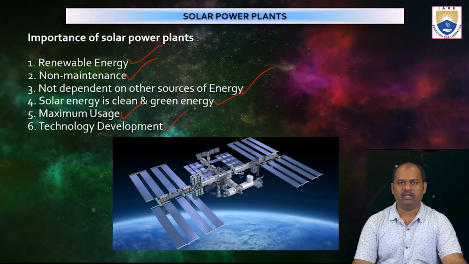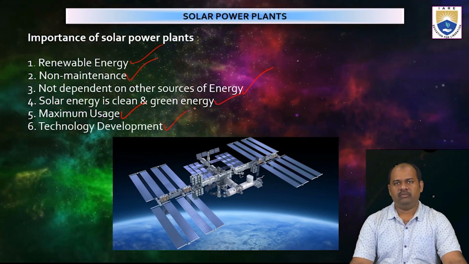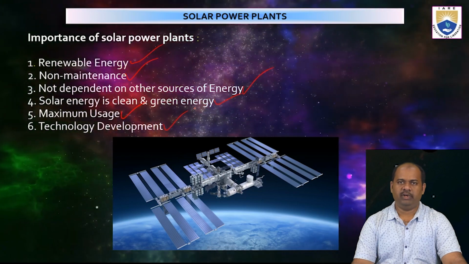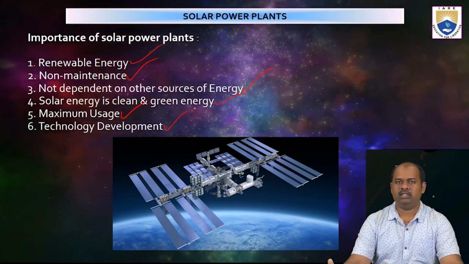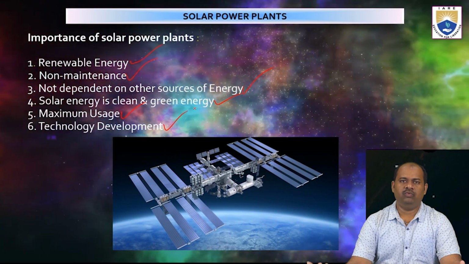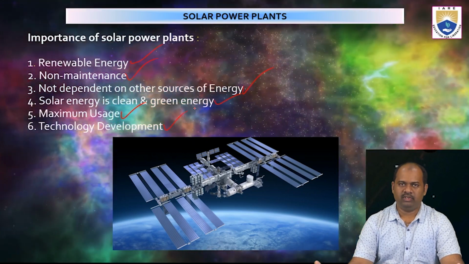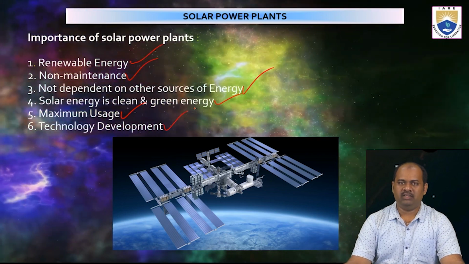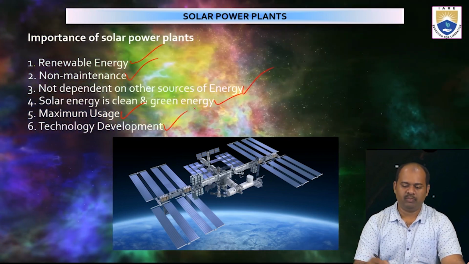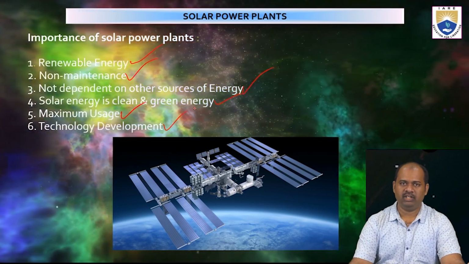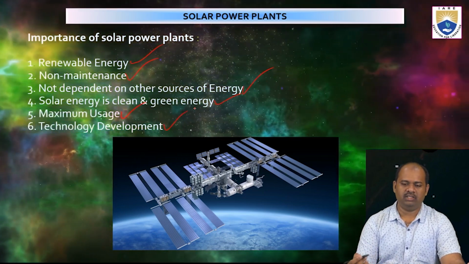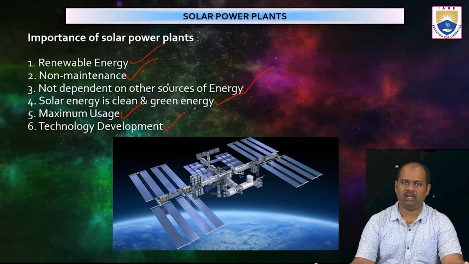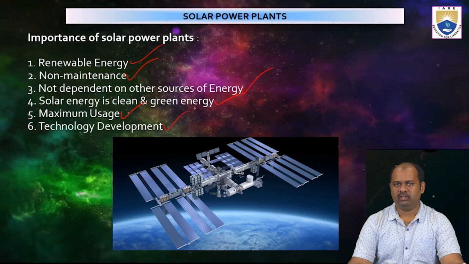Next, technology development. There are different aspects of technology that are directly or indirectly dependent on solar radiation or solar energy. The best example is satellites, where the only source we can carry is solar panels. We can use them for longer periods, because if I carry a battery instead of solar panels, after some time the batteries may run out and the satellite may not work.